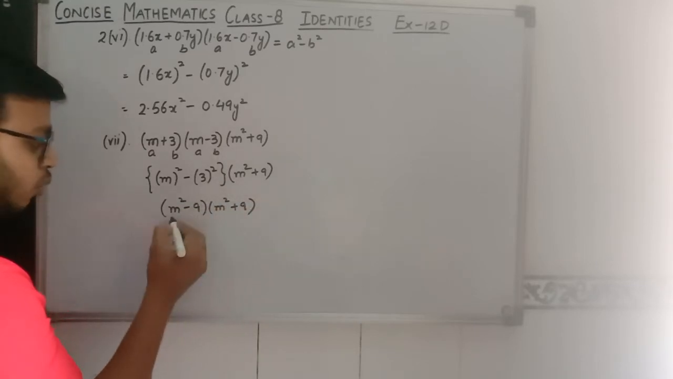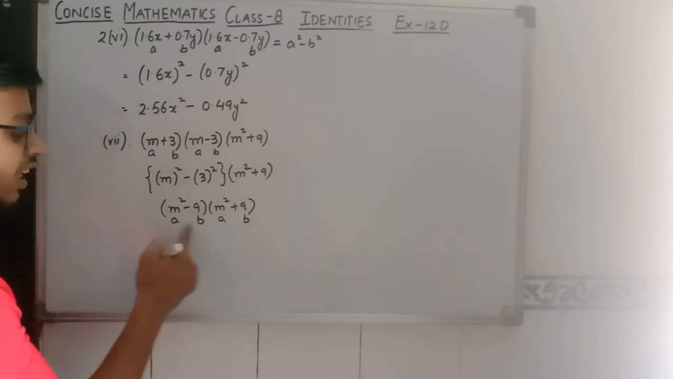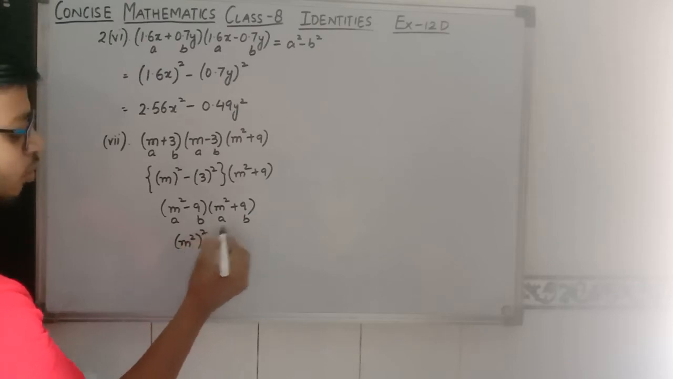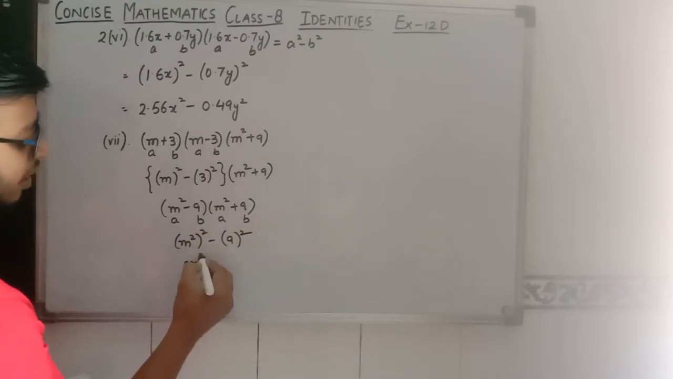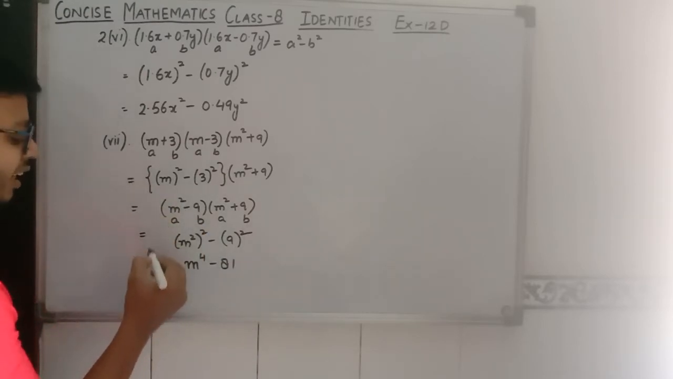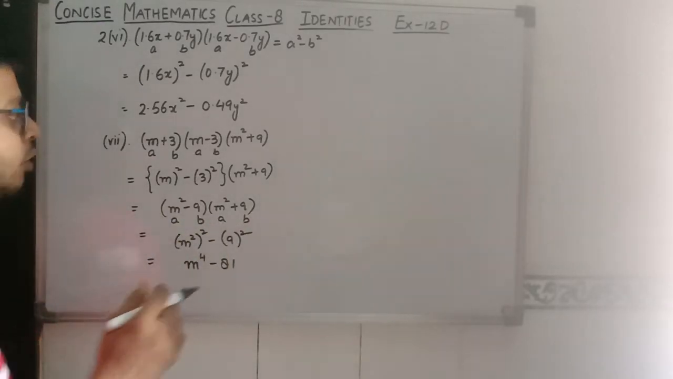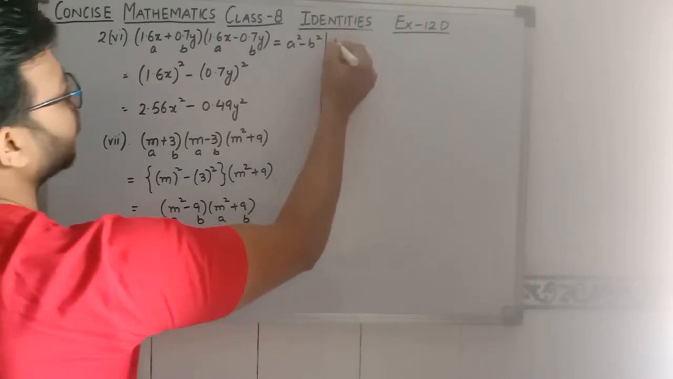Now there are 2 terms. Now consider it is a and b. Now again we can apply a minus b, a plus b identity. So it will become m square to the whole square minus 9 to the whole square. So it will become m to the power 4 minus 81. So the same identity of a square minus b square will be applied twice in such questions. So this is the part number 7.